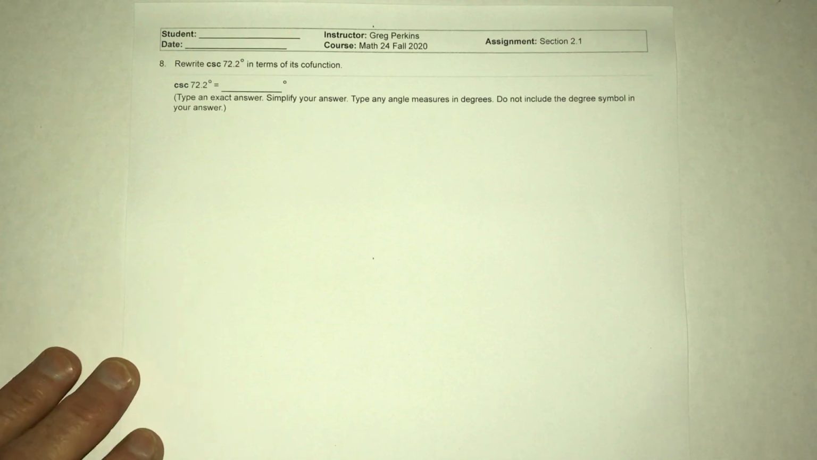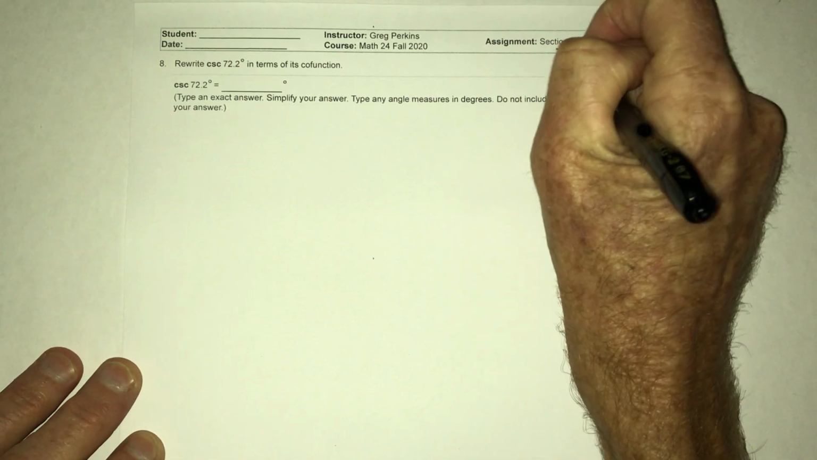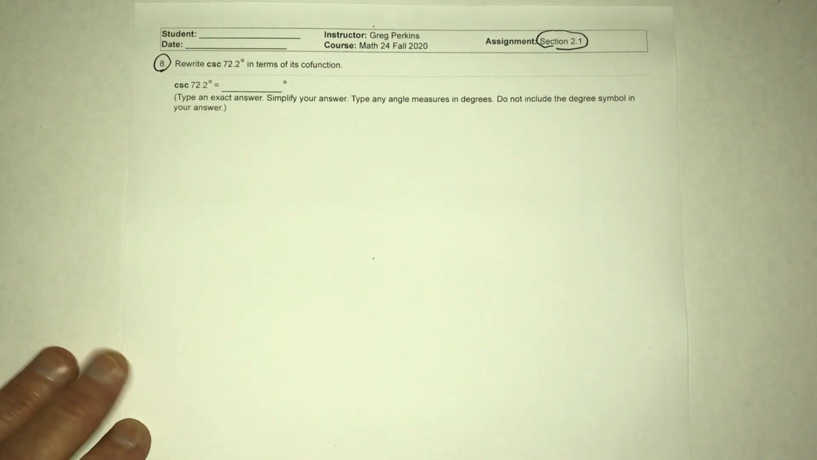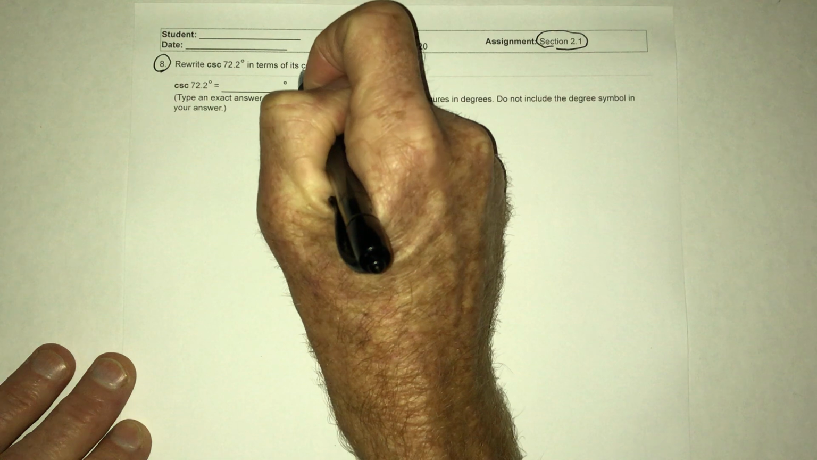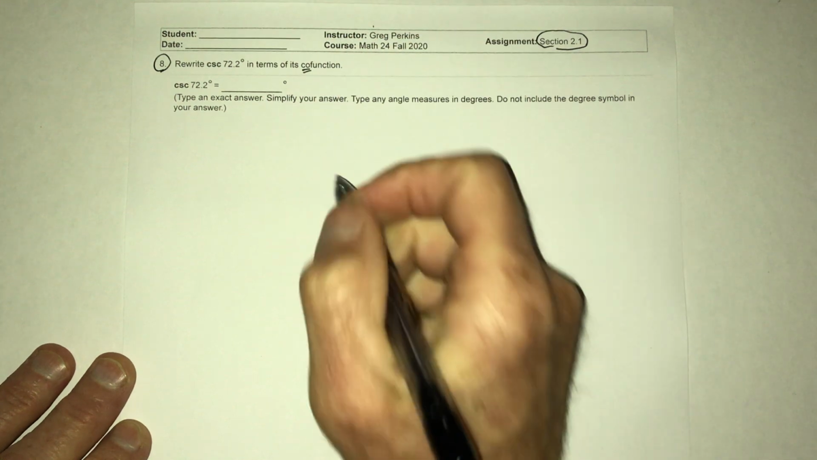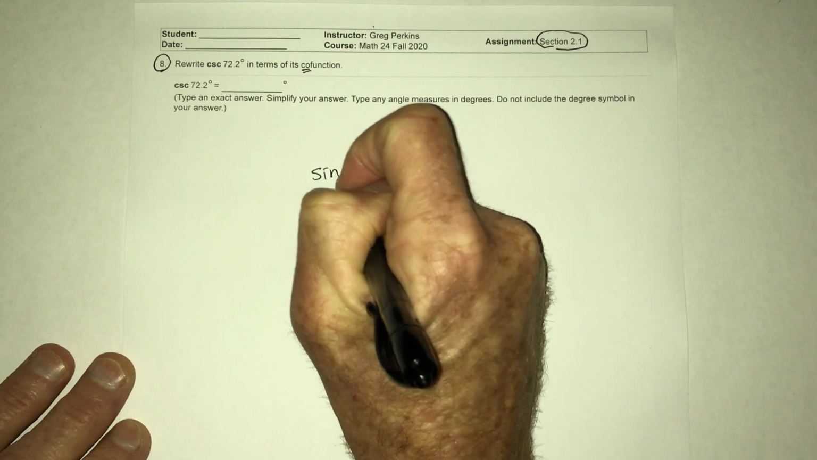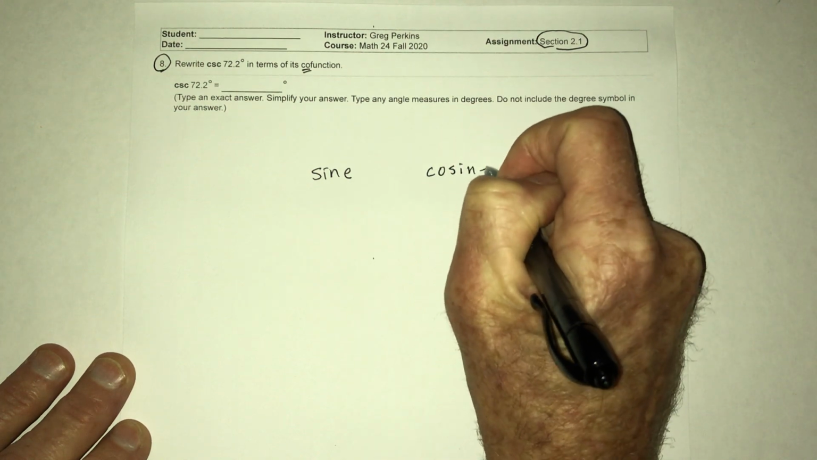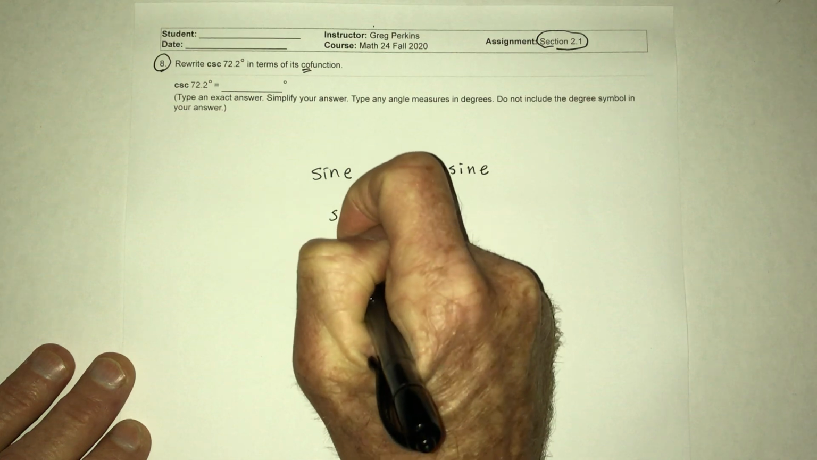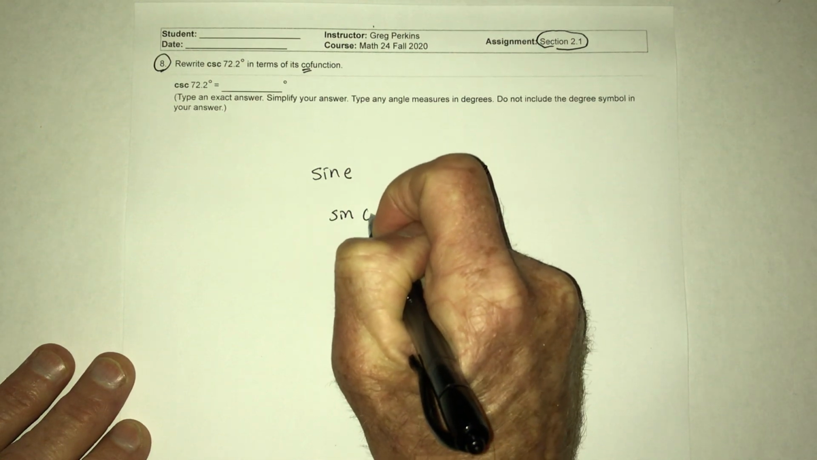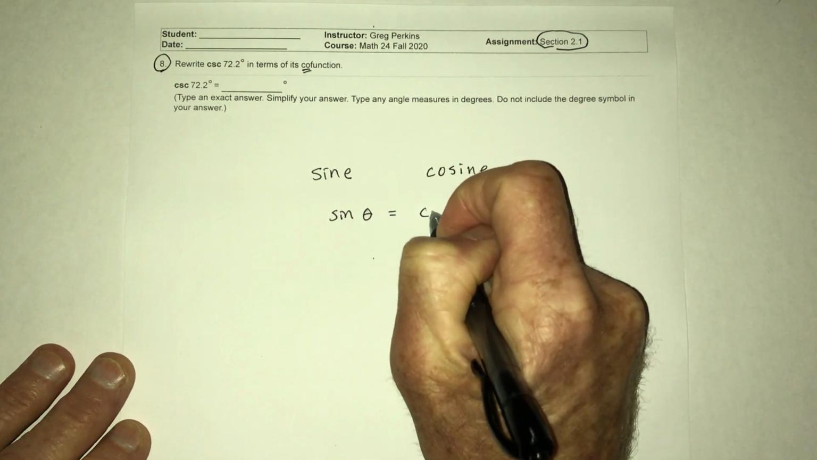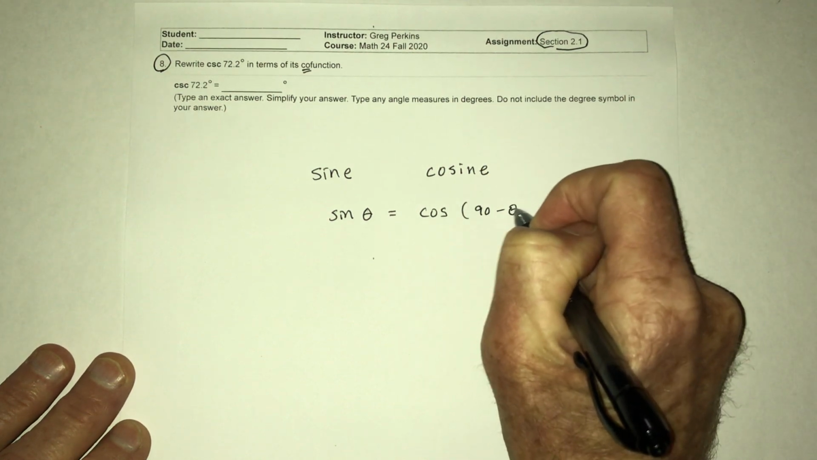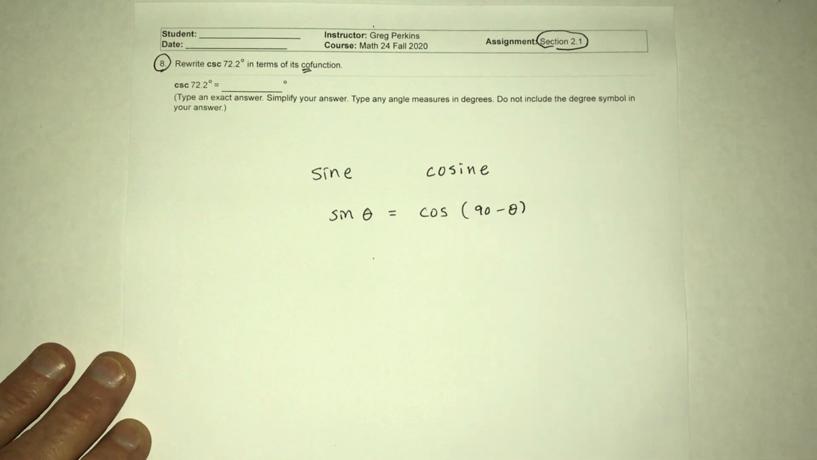So let's take a look at a couple of homework questions from section 2.1. This one is number 8. It's talking about cofunctions. For example, if you had sine, then its cofunction is cosine. And the fact is that if you have sine of theta, then cosine of its complement, or 90 minus theta, will give you the same thing.